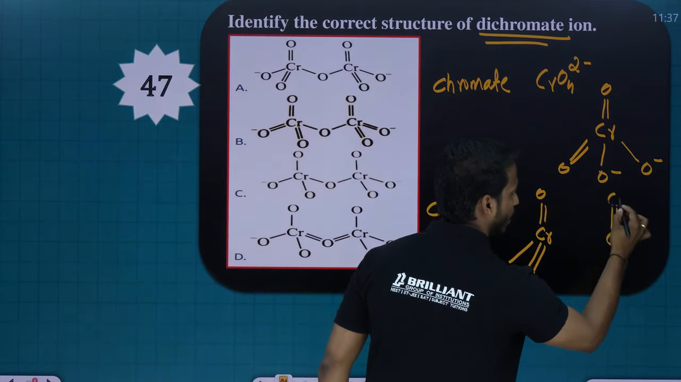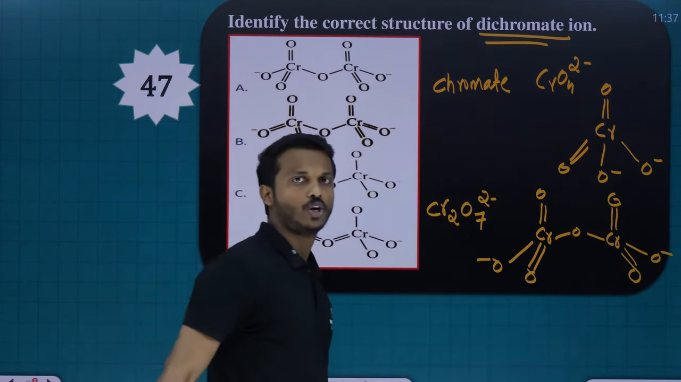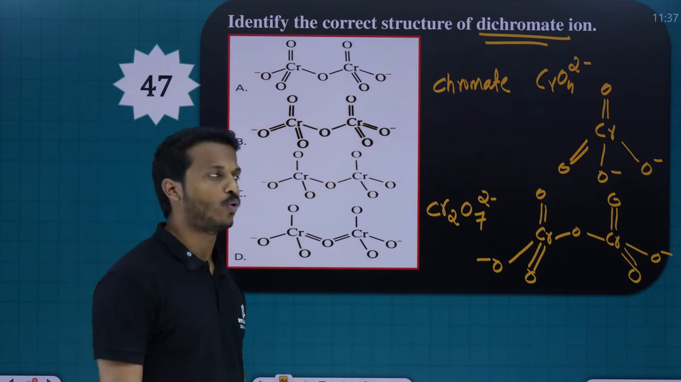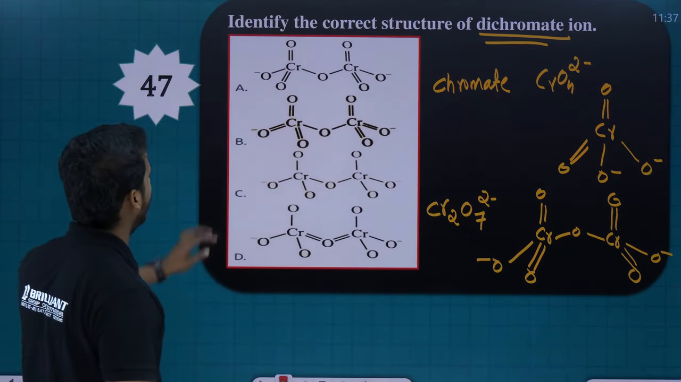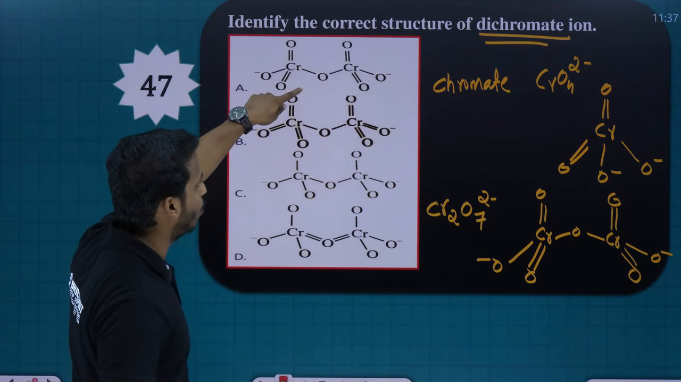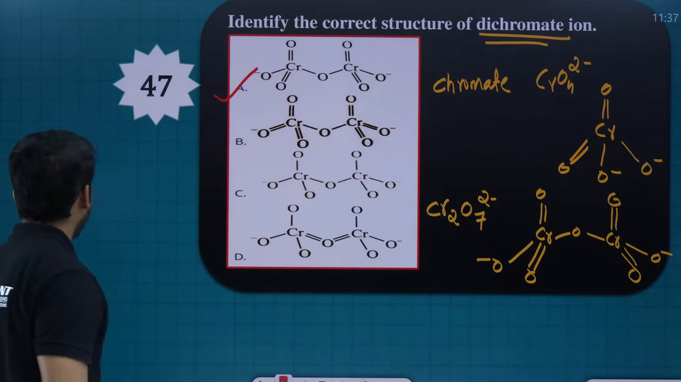Same one, another Cr double bond O, O minus. And in between there is a bridged oxygen. This is the structure of Cr2O7 2 minus. Can you check it? Where is this? Cr double bond O minus, O Cr double bond O minus, right? Let's go with option A.